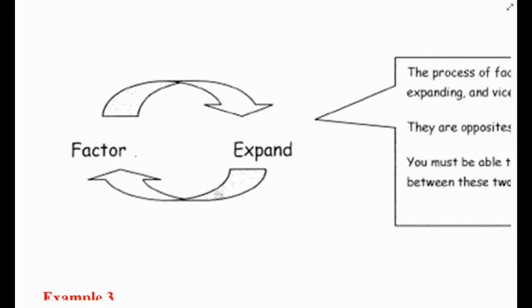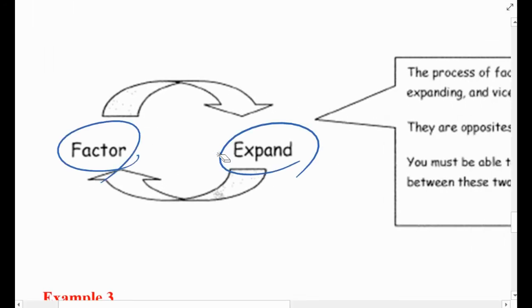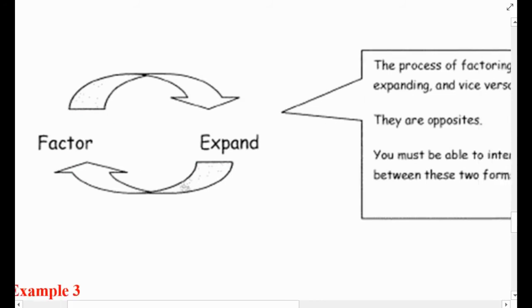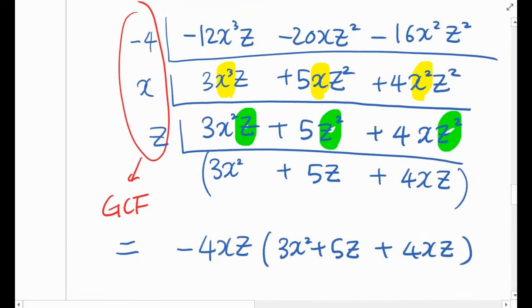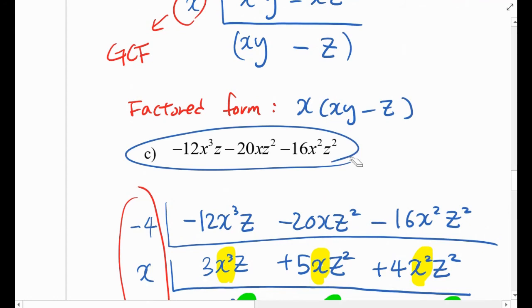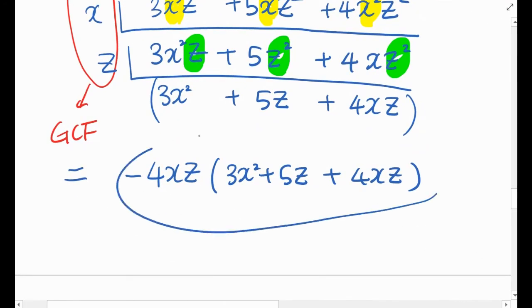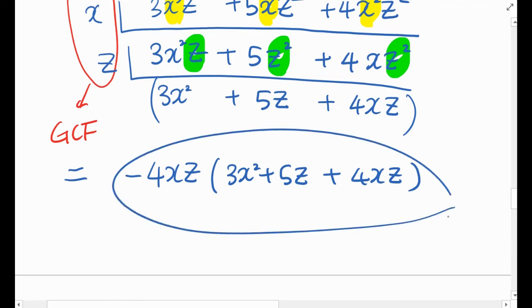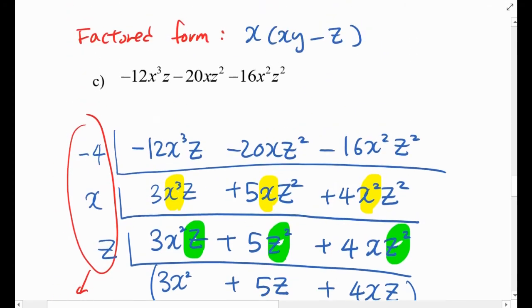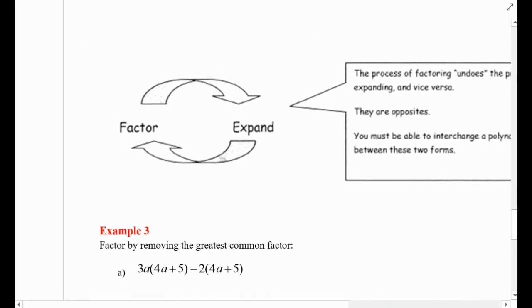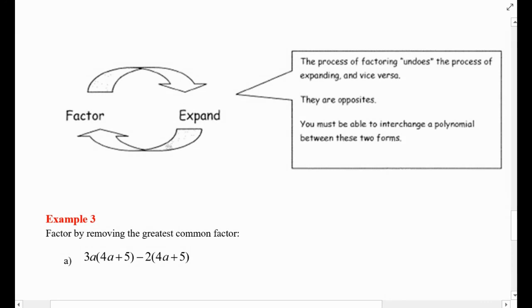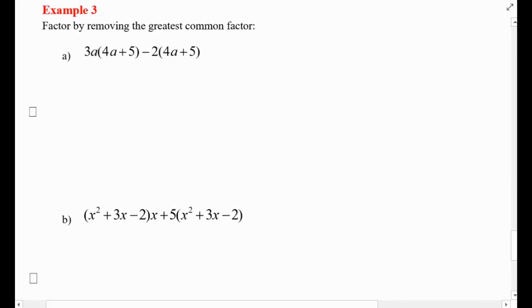So therefore, factoring and expanding is exactly the opposite meaning. So the process of factoring is undoing the process of expanding and vice versa. So they're opposite. So as you see from here, if you factor, you get this form. And from this expression, if you expand, you will get this form. So factoring and expanding, they're exactly the opposite. All right? Let's move on to example 3.